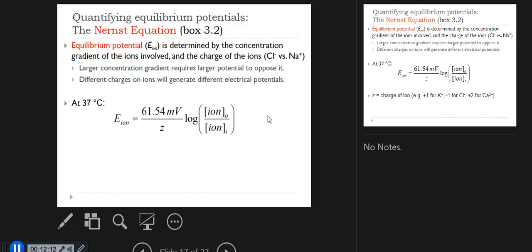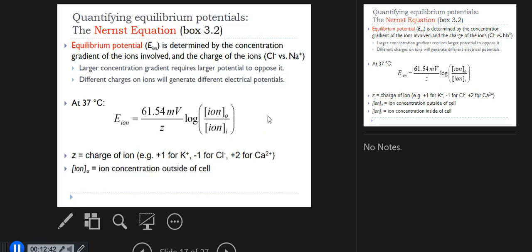So here is this beast that we've been talking about, and I've been sort of hinting at. It's called the Nernst equation. It reads: the equilibrium potential of an ion, E ion, is going to be determined by a constant, which at 37 degrees is 61.54 millivolts. We will always, always, always in this class deal with 37 degrees. It's always going to be 61.54 millivolts. That's just a constant. It makes the math work.